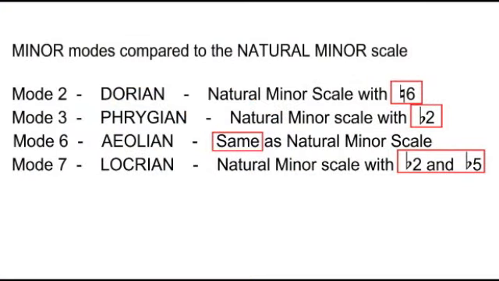Well, the trick with the minor modes is not to compare them with the major scale, but to compare them with the minor scale that we're most familiar with, the natural minor scale. We discovered that mode 2, the Dorian mode, is a natural minor scale with a natural 6th instead of a flatted one. Mode 3, the Phrygian mode, is a natural minor scale with the 2nd flatted. Mode 6, the Aeolian mode, is the same as a natural minor scale. And Mode 7, the Locrian, is a natural minor scale with both the 2nd and 5th flatted.